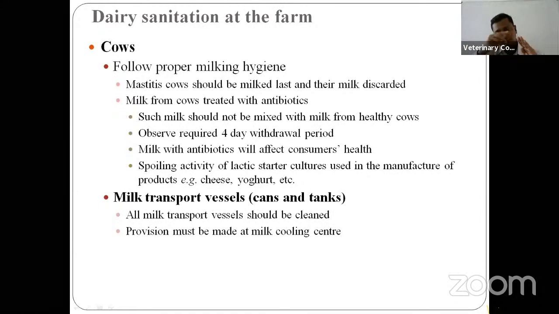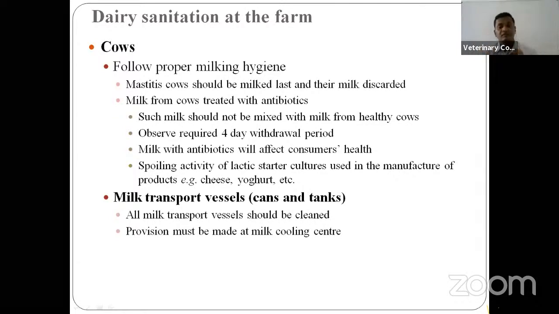Slowly they get eliminated from the body, in the form of urine, dung, sweat, saliva, whatever the route of excretion of that one. And that depends on the particular antibiotic; that is antibiotic specific.